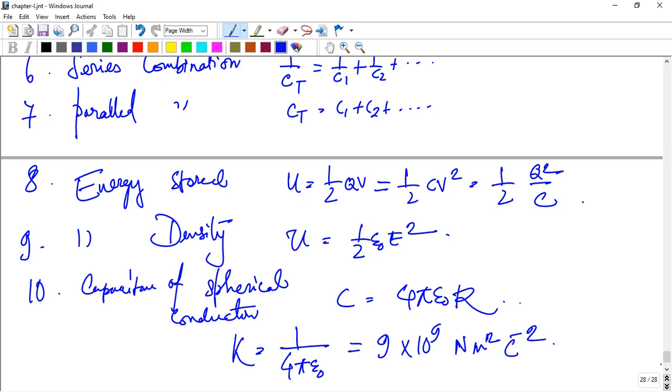That's the summary class or one shot revision class, chapter 2. That's very important: electrostatic potential and capacitance.